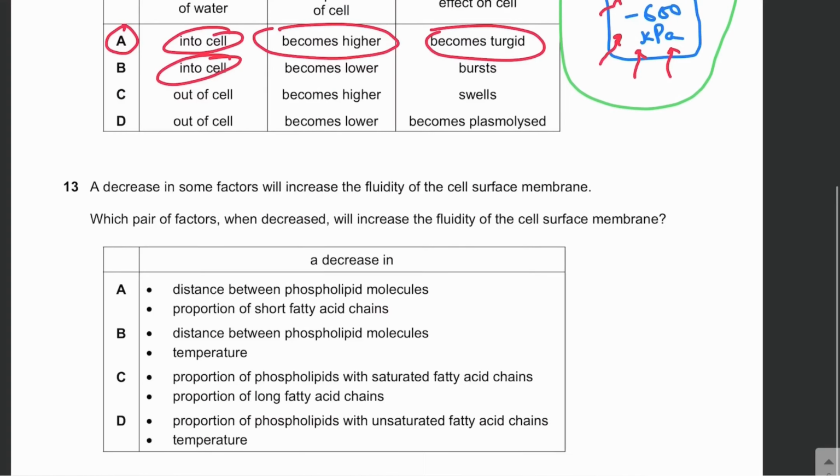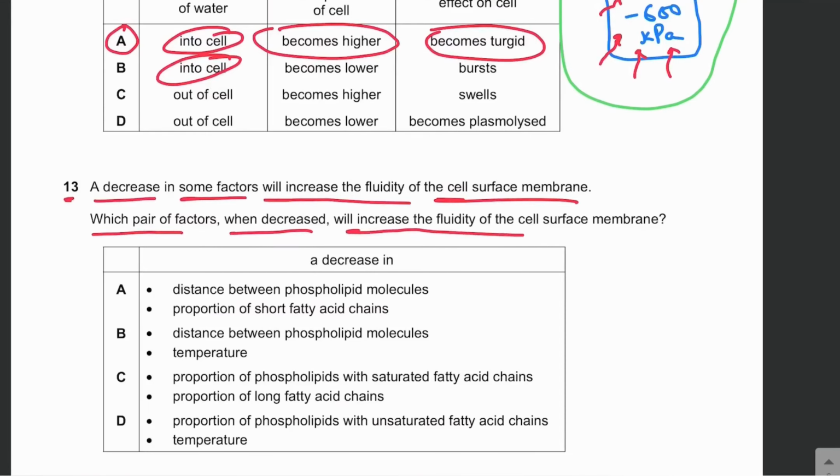Let's move on to MCQ number 13. A decrease in some factors will increase the fluidity of the cell surface membrane. Which pair of factors, when decreased, will increase the fluidity of the cell surface membrane? So guys, we have to select some factors which, when they decrease, will increase the fluidity of the cell surface membrane. So let's start selecting.